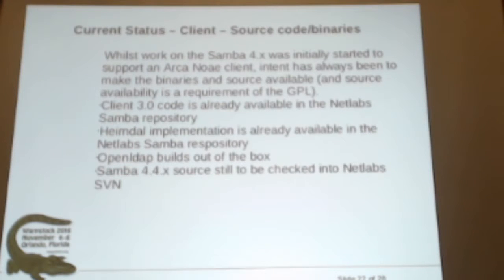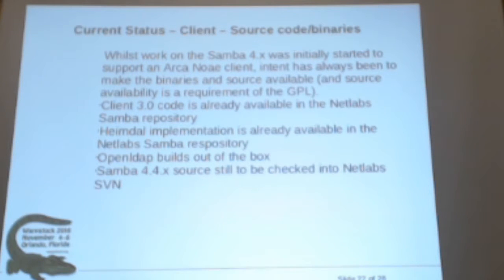Next slide, please, Neil. Okay, client, source code, and binaries. So, we mentioned earlier that really this work started because Lewis has a client that requires support. The intent's always been to make the binaries and source available, and of course, source availability is a requirement of the GNU public license. So, the client 3 code is already available in the NetLabs Samba repository. The Heimdall implementation that we have is available in NetLabs'... it's not the NetLabs Samba repository, it's the NetLabs Kerberos repository. And a bit of a typo there as well with repository. And that WiX there is to create a DLL.